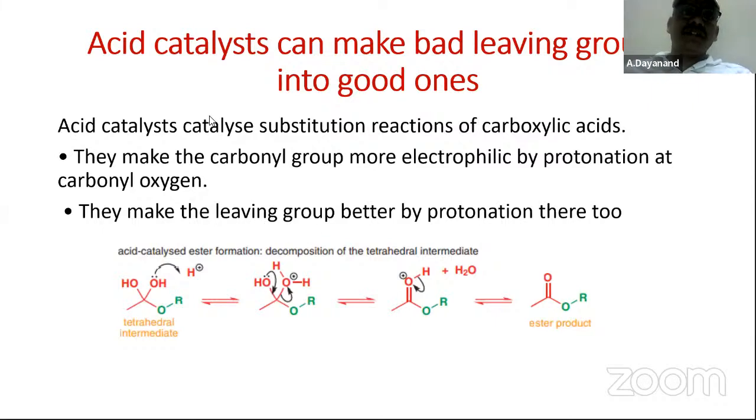Acid catalyst. We saw earlier, while discussing nucleophilic substitution also, when OH is not a good leaving group, convert it into a good leaving group. If OH is the leaving group, then protonate it and convert it into a good leaving group so that it can easily leave and finally the product is formed.